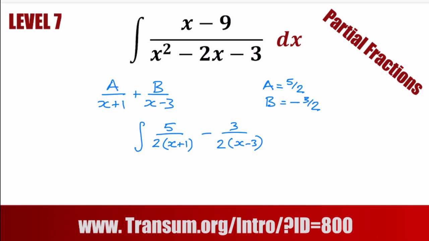And from the standard integrals we can see that these turn out to be log expressions when you integrate them. So the first one will be 5 over 2 natural log of x plus 1, minus 3 over 2 natural log of x minus 3, plus a constant of integration.